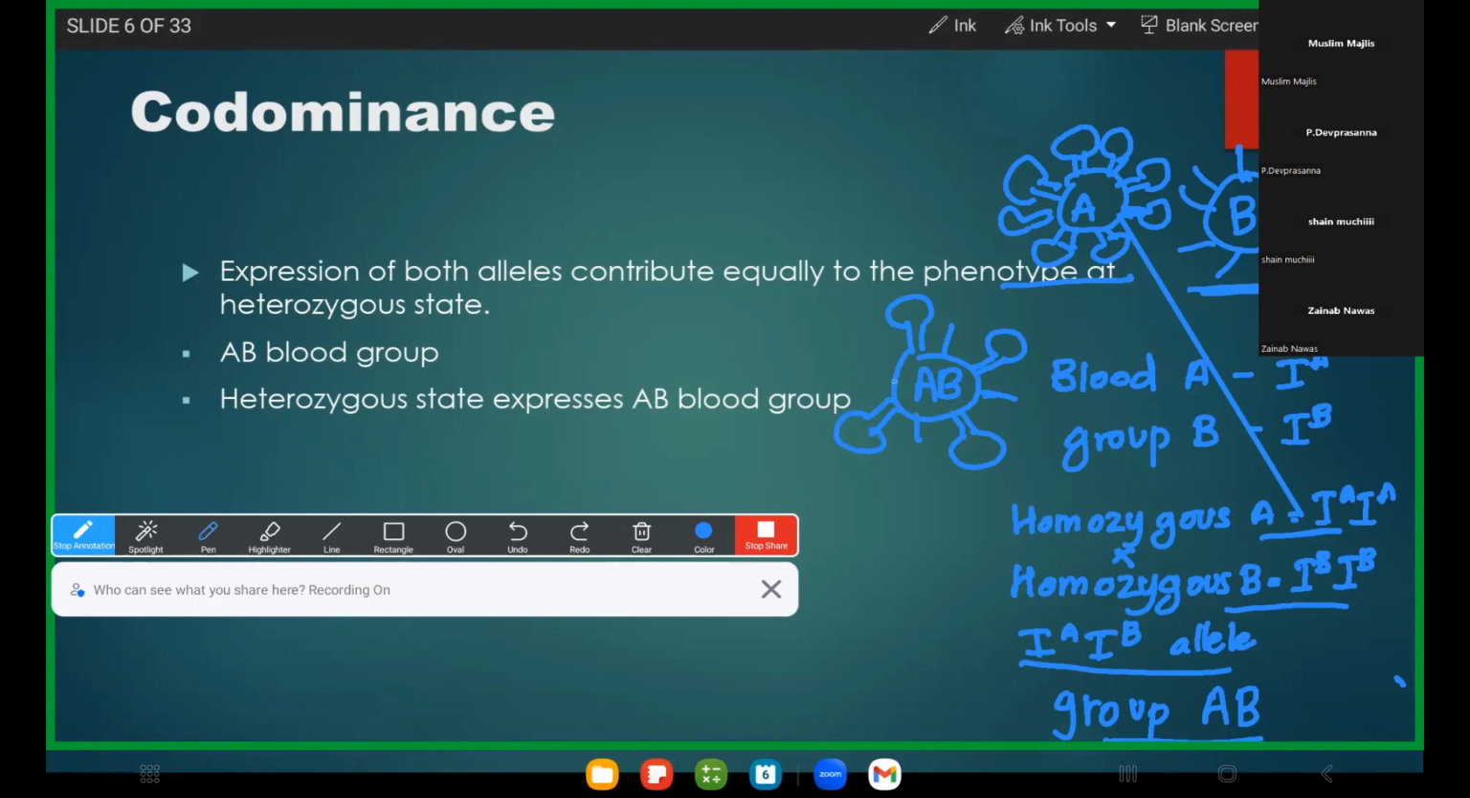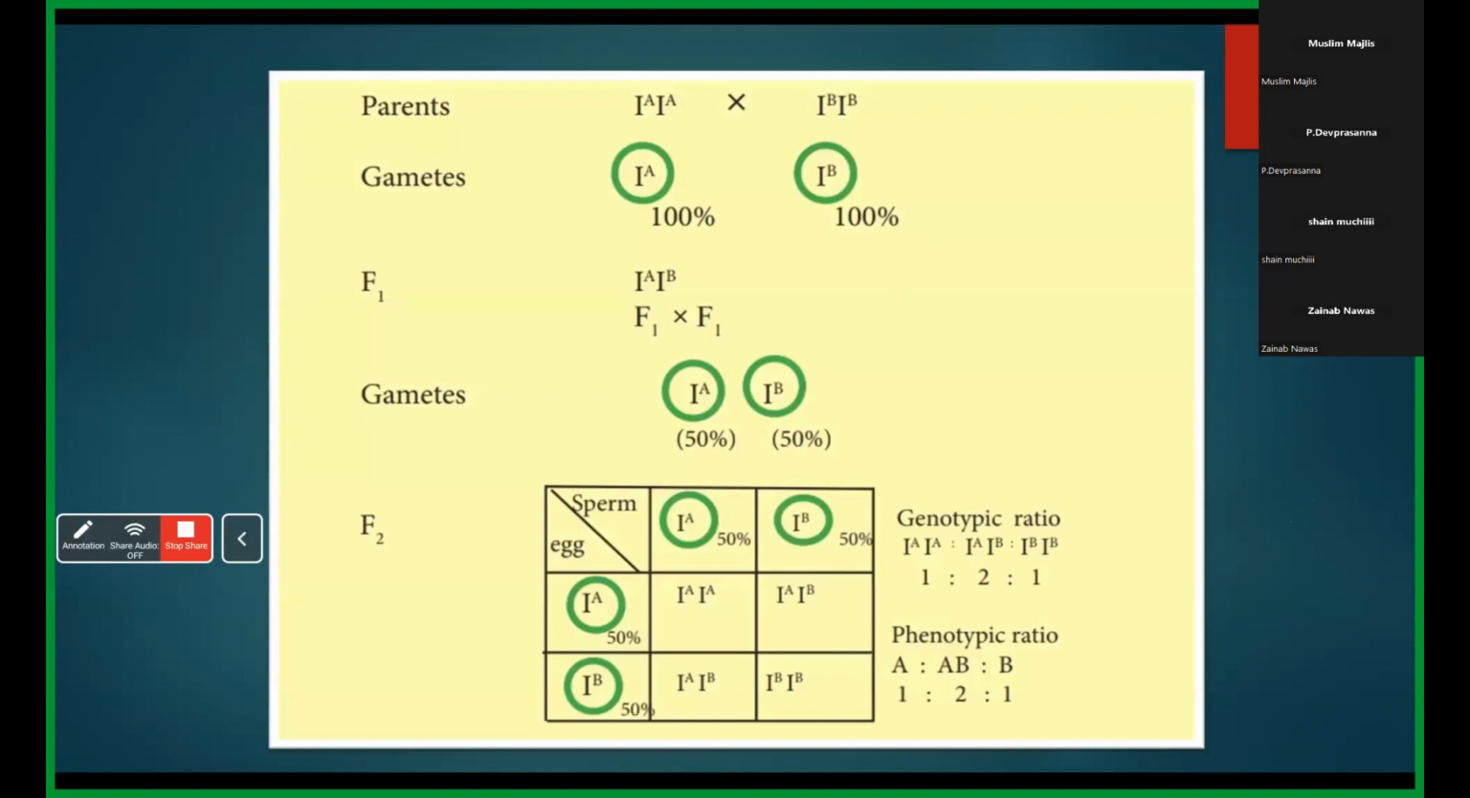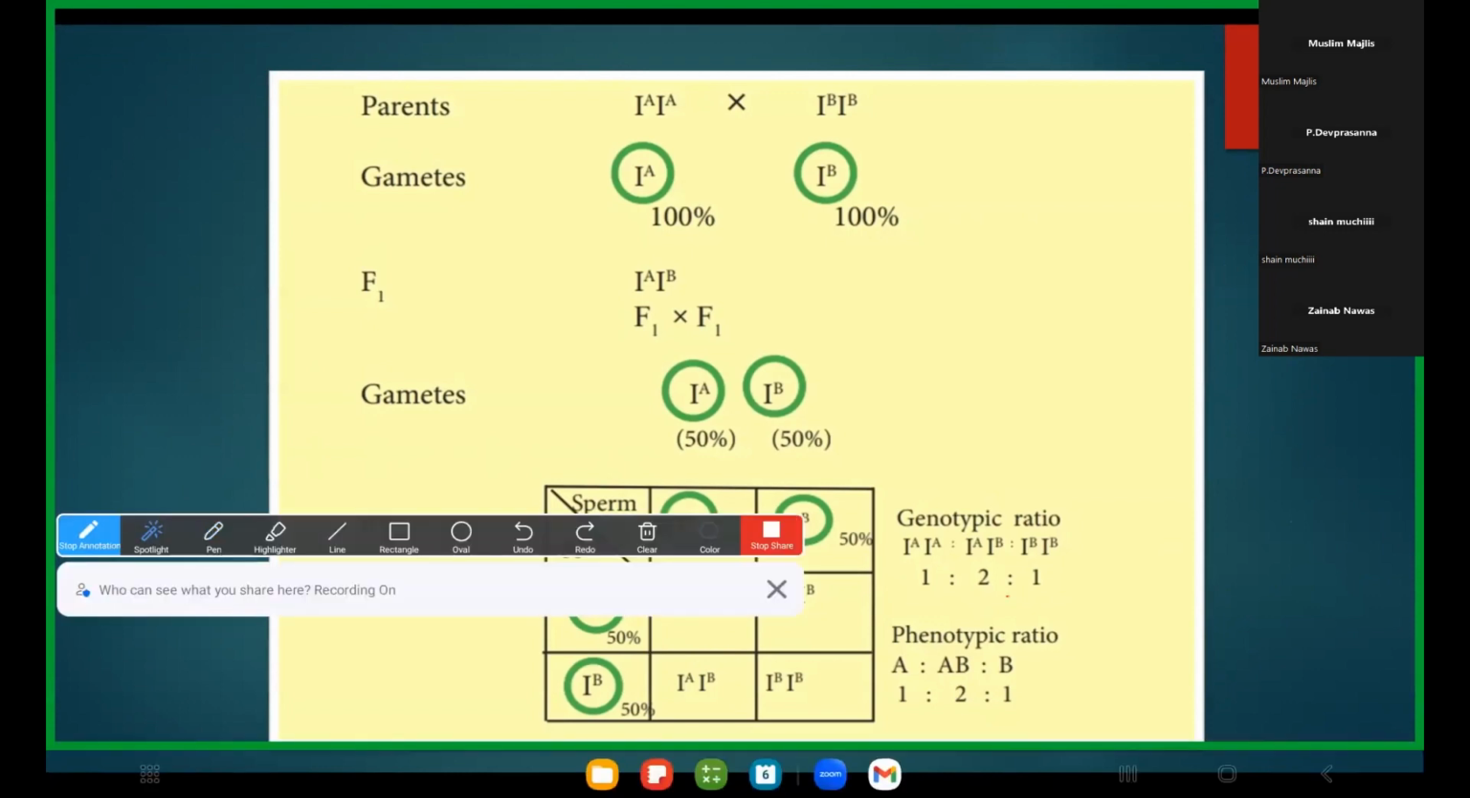So this situation is known as codominance, where expression of both the alleles contribute equally to the phenotype at the heterozygous state. So this would be a Punnett square representing the genotypic ratio and the phenotypic ratio. Again, here the genotypic ratio and the phenotypic ratio are the same.